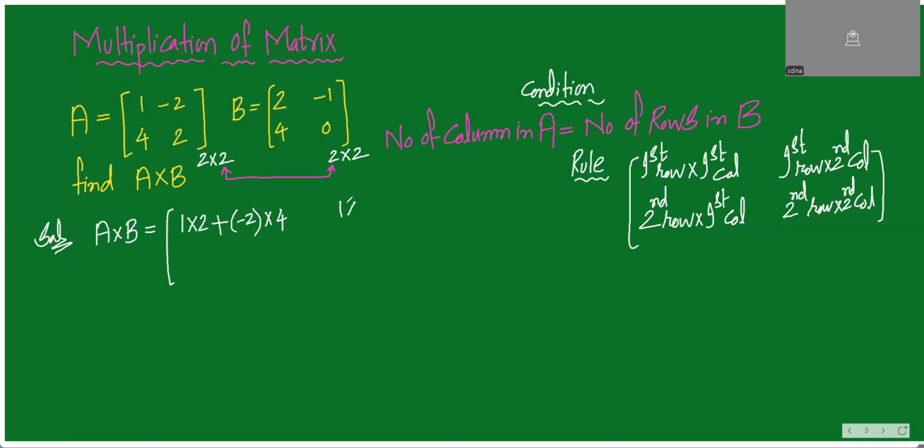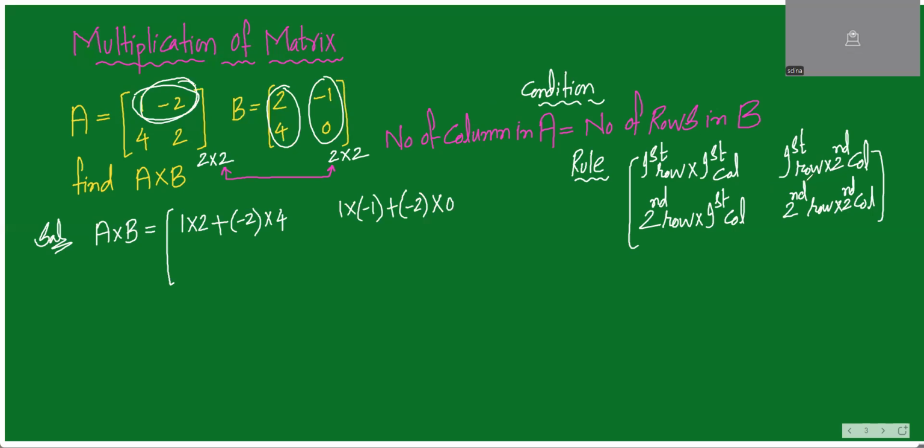First row into first column is done. This first row should multiply with the first column. 1 into minus 1, plus 4 into minus 2 into 0. Minus 2. First row into first column is done. Then again from the first row, you have to multiply with the second column.